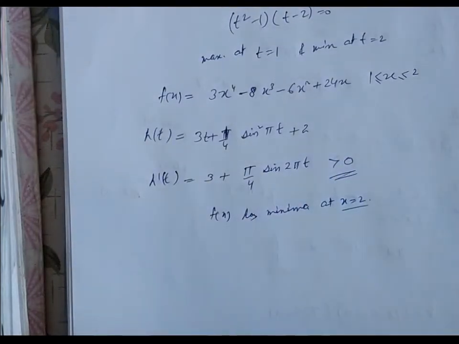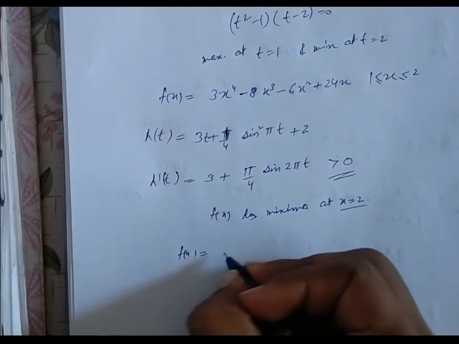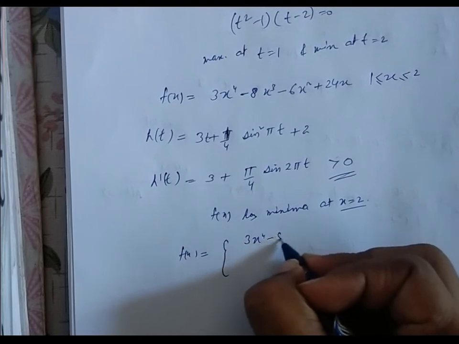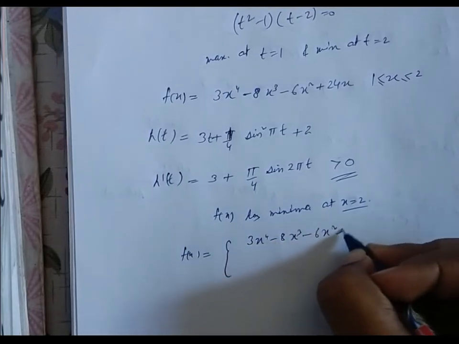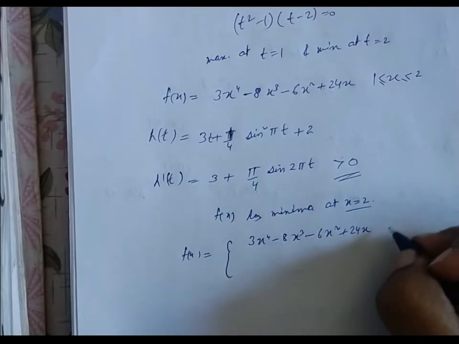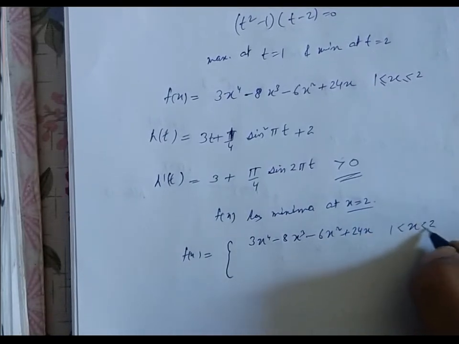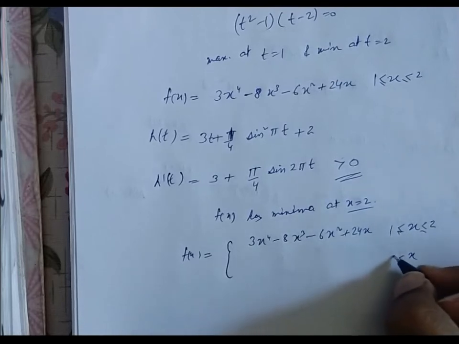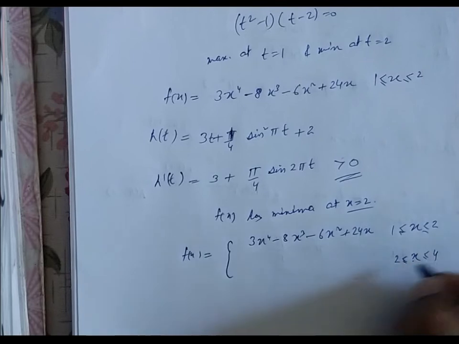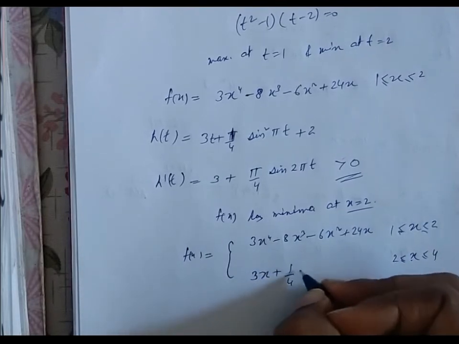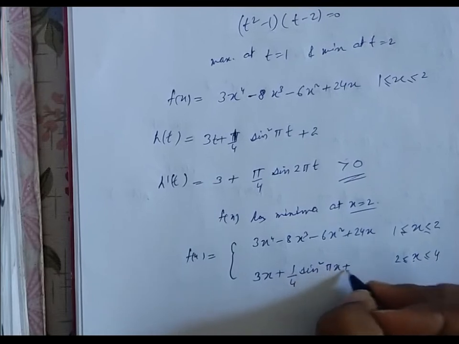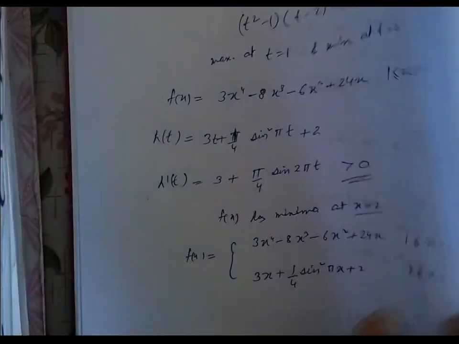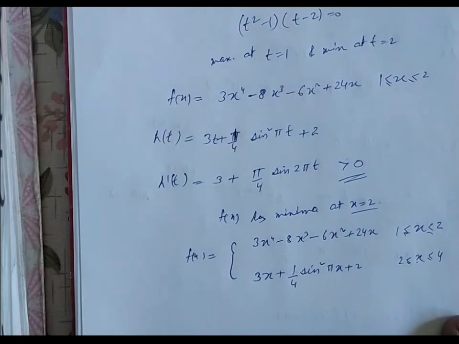Okay, so the definition of the function is 3x power 4 minus 8x cube minus 6x square plus 24x when x is between 1 and 2, and when x is between 2 and 4 the definition would be 3x plus 1 by 4 sine square pi x plus 2. Okay, now we can calculate the values of f1, f2 and f4 to calculate the maximum and minimum, to calculate the greatest and least value of the function. Moving on to the next question, question number 40.